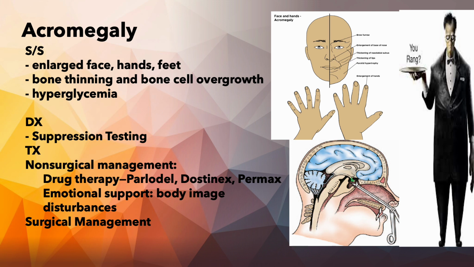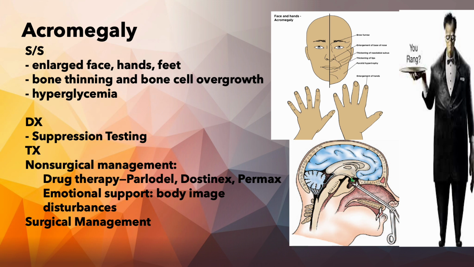Acromegaly, some of the symptoms you're going to see is an enlarged face, sometimes with a protruding chin, large hands, large feet, extremely tall, just like Lurch from The Addams Family. A lot of bone thinning and bone cell overgrowth, and sometimes they have hyperglycemia as well.